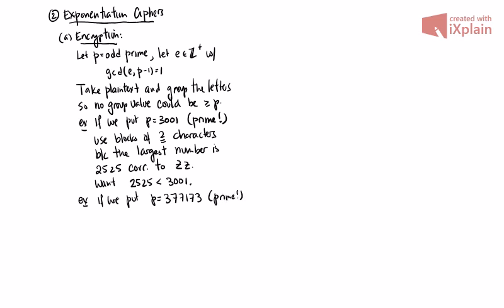Then we could use blocks of length 3 characters. This would be because 252525 is less than that number. So you never want to have it too big, and the reason is that the numbers might spill over if I'm taking things mod 377173.